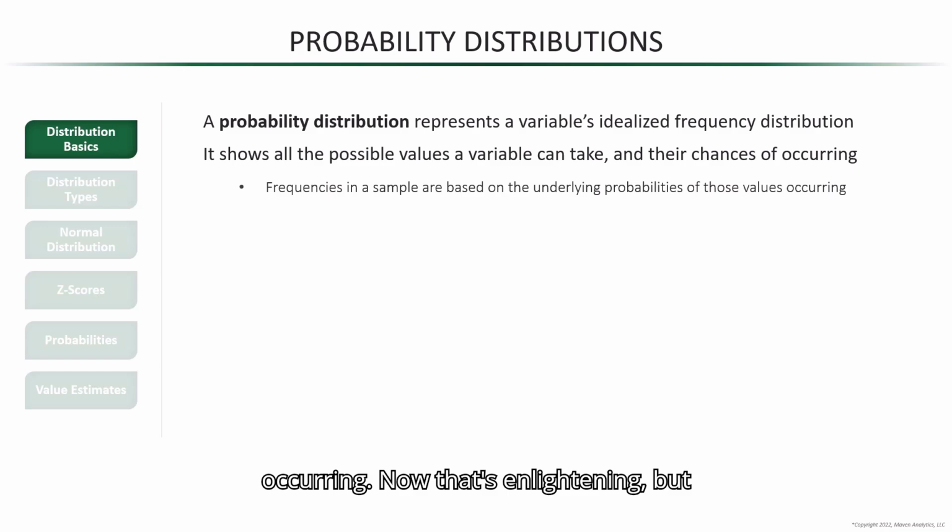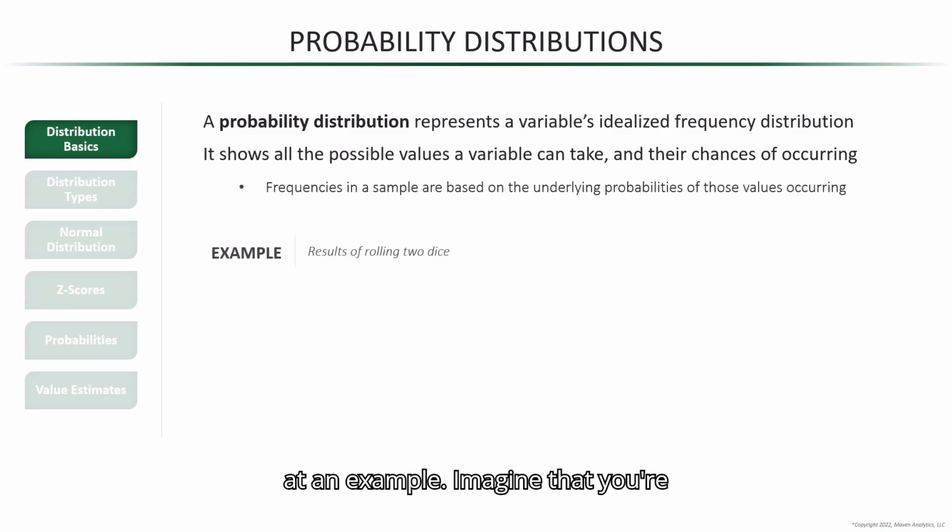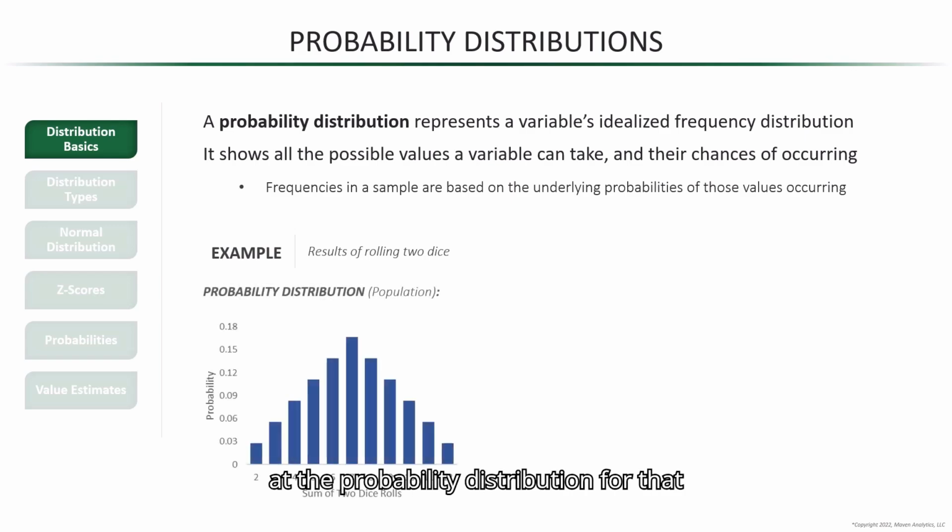Now that's enlightening, but it's also a lot to take in. So let's look at an example. Imagine that you're rolling 2 dice and then you're adding them up. Well, if we look at the probability distribution for that population, it tells us 2 things. 1, all the possible values that we can obtain are expressed along the x-axis. So you can get any number from 2 to 12.